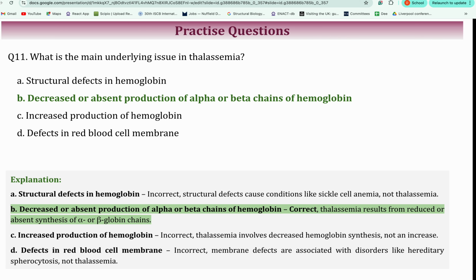Okay, now let's see. The right answer is option B, that is decreased or absent production of alpha or beta chains of hemoglobin. Option A is incorrect, as we have already seen in the previous question that thalassemia is not due to any structural defects in hemoglobin, and it is not leading to any increased production, but it is the opposite of this. Defects in red blood cell membrane is incorrect because membrane defects are associated with disorders like hereditary spherocytosis and not thalassemia. So now let's move to next question.